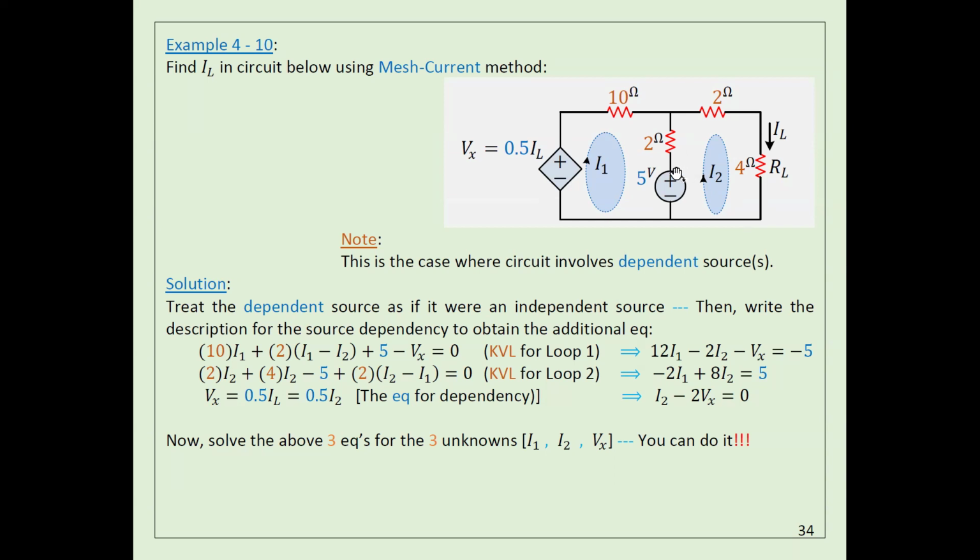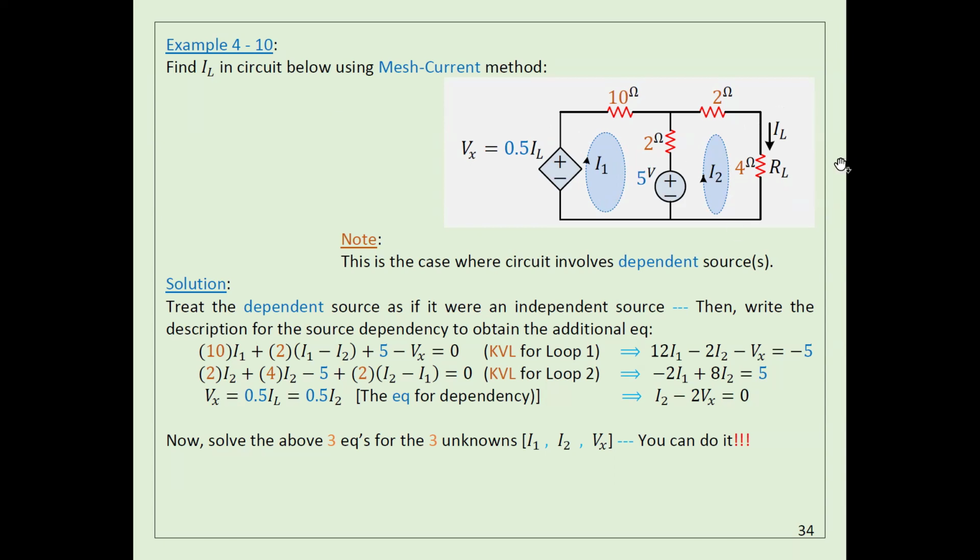I'm going to apply Kirchhoff voltage law here to get one equation, and then a second equation here. Let me ask you a question: are two equations enough for I1 and I2? No, there is a problem here. This source is dependent, so it's not a number. For example, this one is independent, that's why you can see it's just 5. But this one is actually a function, 0.5 IL.